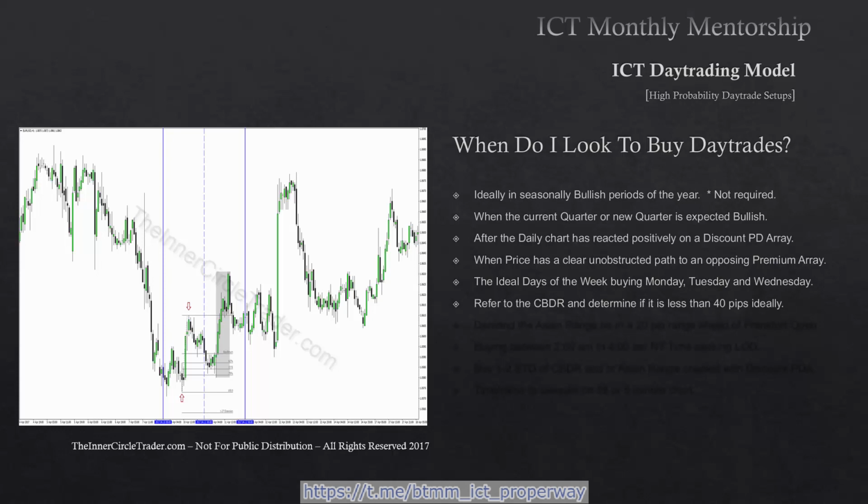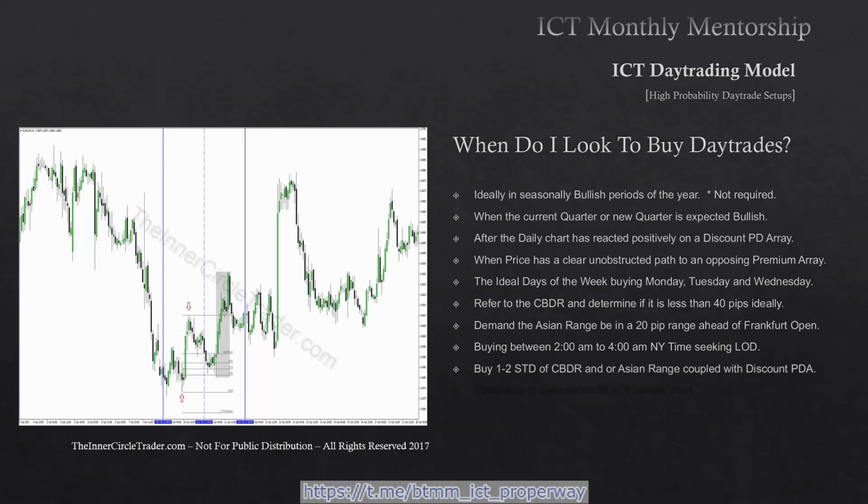You're going to refer to the central bank dealers range and determine if it's less than 40 pips ideally. And we're going to demand that the Asian range is in a 20 pip range or less ahead of Frankfurt opening. Buying between 2 a.m. and 4 a.m. New York time, we're going to be seeking the low of the day. We're going to be buying at 1 to 2 standard deviations of central bank dealers range and/or Asian range coupled with a discount PD array. The time frame we're going to execute on is a 15 and/or a 5-minute chart.